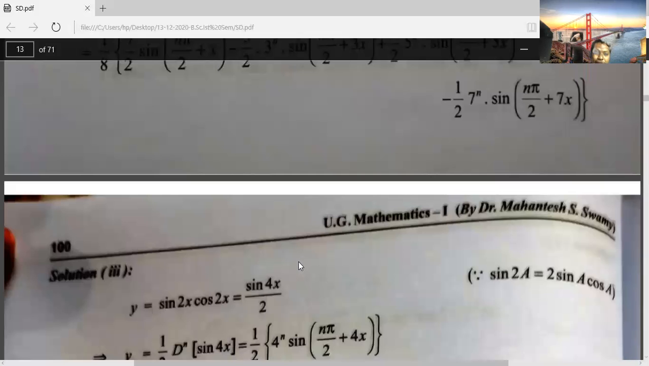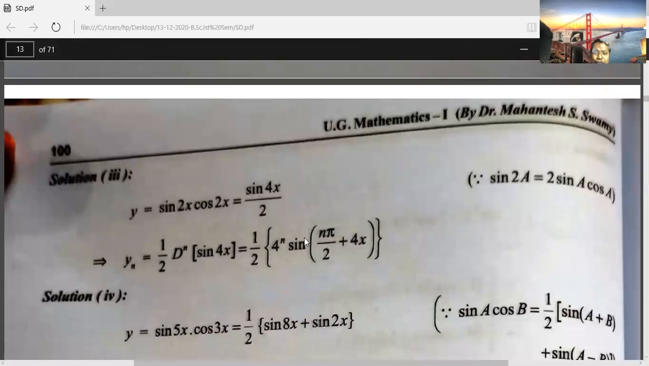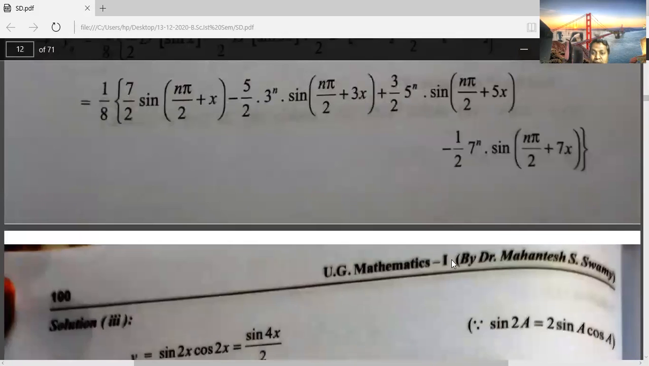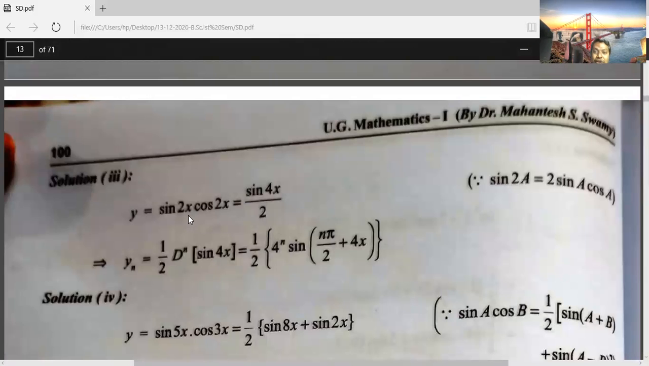Now the next one, y is equal to sin 2x cos 2x. Already you know sin into cos, you don't have the formula directly. You know the nth derivative of sin(ax plus b) or cos(ax plus b), but not for the product directly. That's why here you use the formula sin 2a equal to 2 sin a cos a. Here a is equal to 2x. If you write, you get sin 4x by 2, that is 1 by 2 into sin 4x. And here you can take the nth derivative of sin 4x.